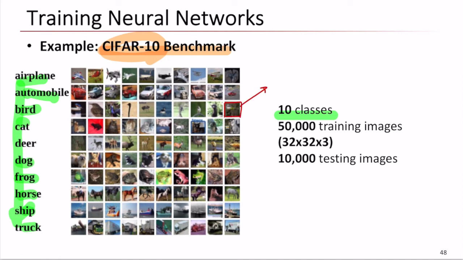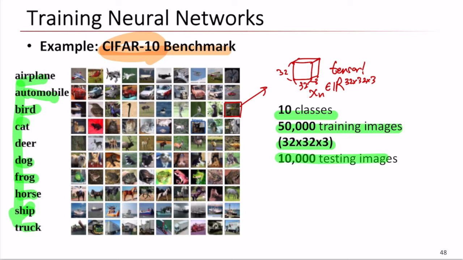Each image consists of 32 by 32 by 3, so a single image is just like a tensor, 32 by 32 by 3. It means that, let's say this is input, xn is in 32 by 32 by 3. In this dataset, there were 50,000 training images and 10,000 testing images. Then in this setting, we will train our neural network to classify your image as 10 kinds of classes. So this is our problem setting.